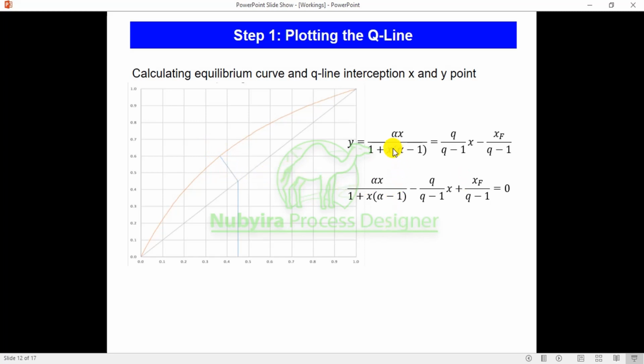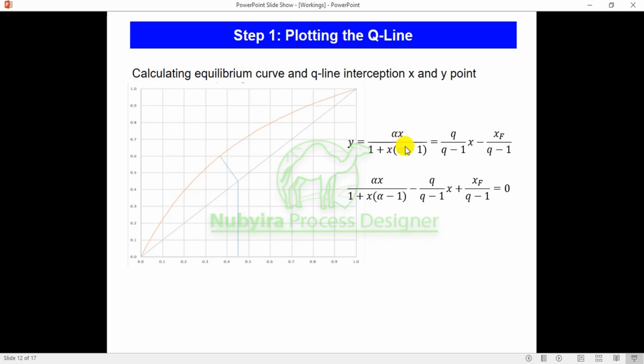So we have two equations, the equilibrium curve equation and the q line equation. We are going to look for the x value that corresponds to the intersection point of these two lines. This is the equilibrium curve line, while this is the q line. This is what we call the x equals y line, which is just the line that breaks the graph into two. So I will look for the intersection point through these equations.